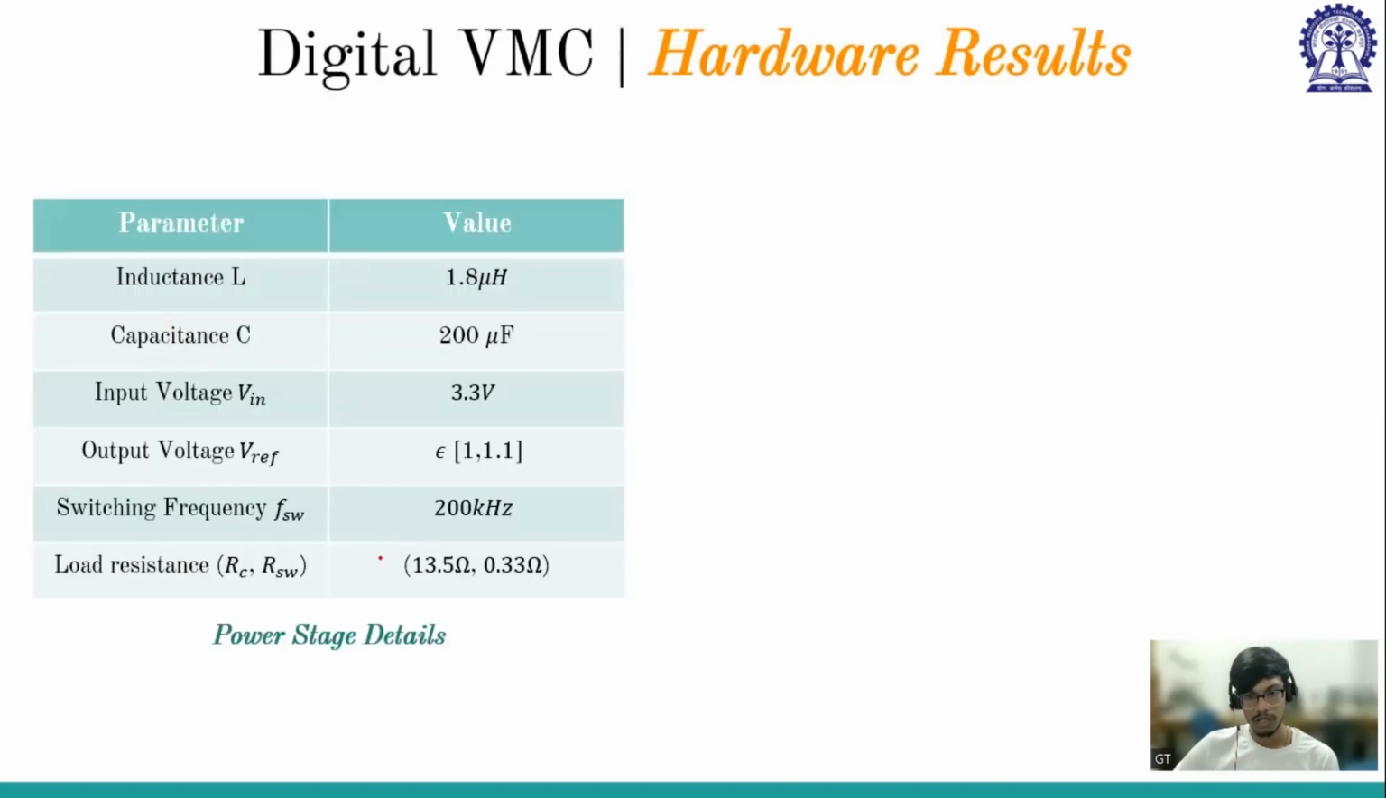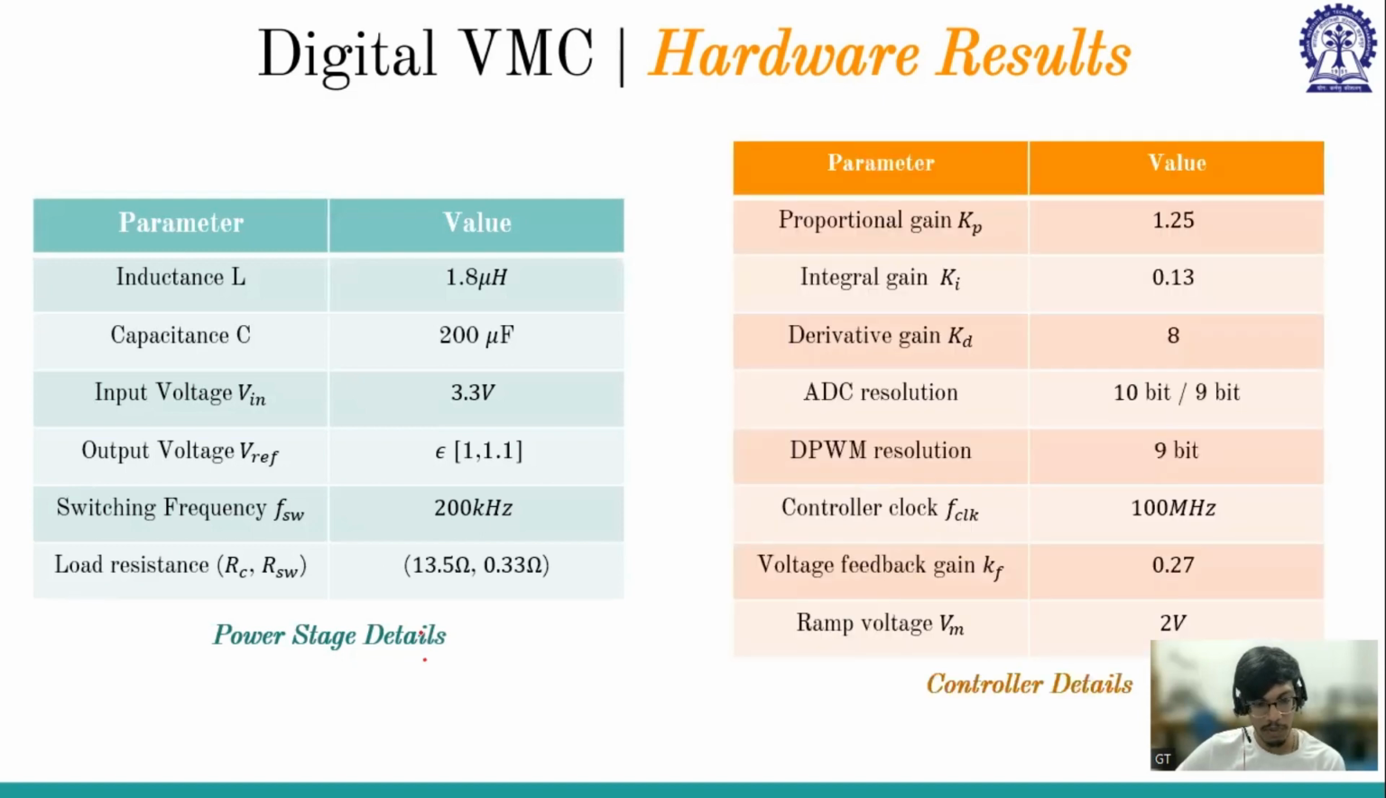And for the hardware results, SAR has considered these power stage details: this inductance, capacitor, the reference, switching frequency 20 kilohertz, and this is the RC and RSW. And these are all the controller gains that SAR has designed for this power stage using the controller design methods that were discussed in the earlier weeks. The ADC resolution is 10 bit, but we are removing 1 bit on purpose, so it becomes 9 bit, so that the DPWM resolution will be equal to this. And the clock frequency is 100 megahertz.